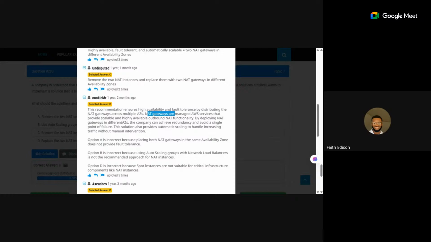NAT gateways are managed by AWS that provide scalable and highly available outbound NAT functionality. By deploying NAT gateways in different AZs, the company can achieve redundancy.